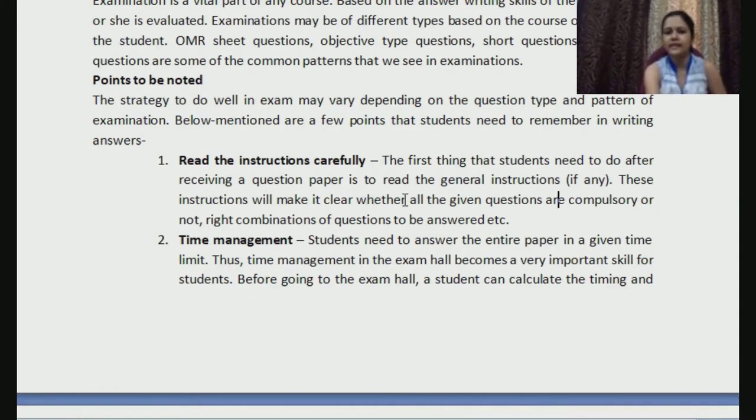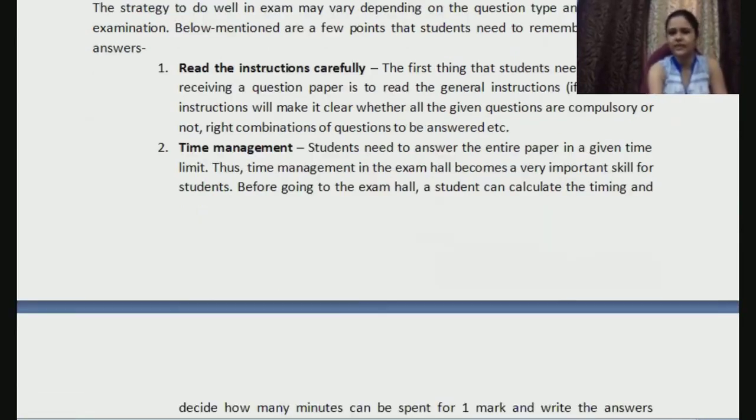These instructions will make it clear whether all the given questions are compulsory or not. In the KSLU question paper, there will be around 20, 30 questions. All of those are not compulsory. You need to attempt only a few of them. You need to read accordingly and also note the combinations of questions to be answered. That means from question number 1, A and B would be there, and from there you answer any one. Then again, 2 would be there, right? What is the right combination of questions to be answered? That also you would get clarity on. This is clear, right? Read instructions.